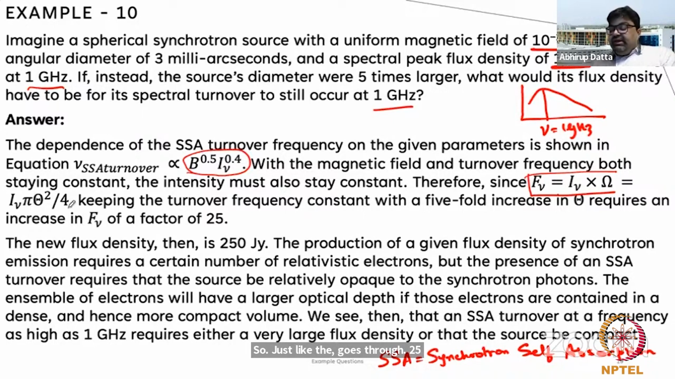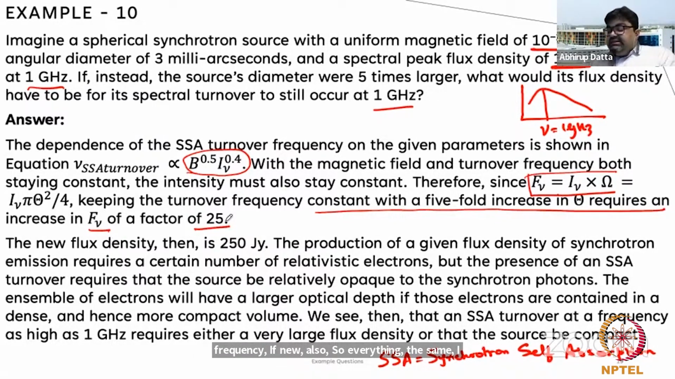Okay, and so you can easily just calculate. And so keeping turnover frequency constant with a 5-fold increase in theta requires an F nu also increased by a factor of 25. So everything remains the same. I nu also is the same. Just the omega changes to 25 times. The flux has to balance it by 25 times in order to keep the turnover frequency the same.